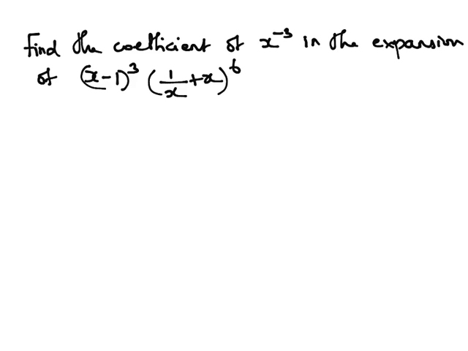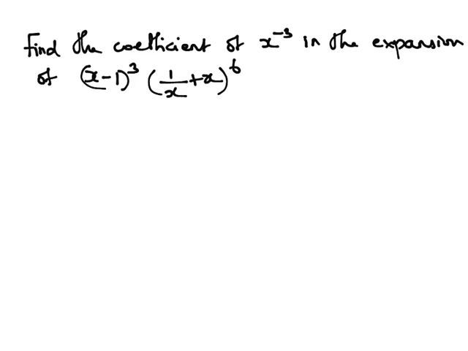And of course we can try to do it using tr plus 1. I can find the general term of x minus 1 the whole cube, and I can find the general term of 1 by x plus x the whole raised to 6. But it might look easy, but it will be quite confusing. So let me teach you the other way, which might look slightly lengthier, but still it is a very easy method. So what I'll do is, let me expand x minus 1 the whole cube.